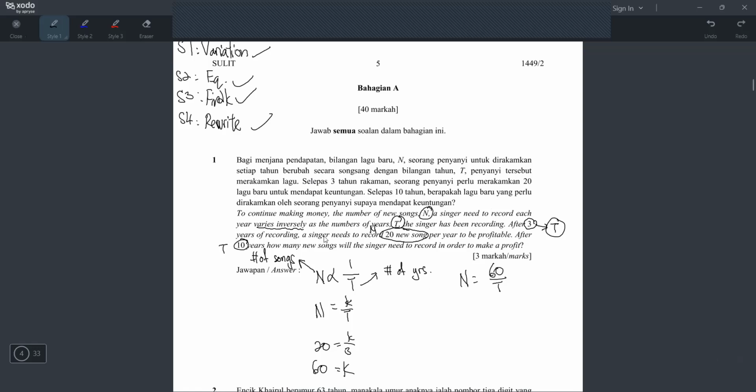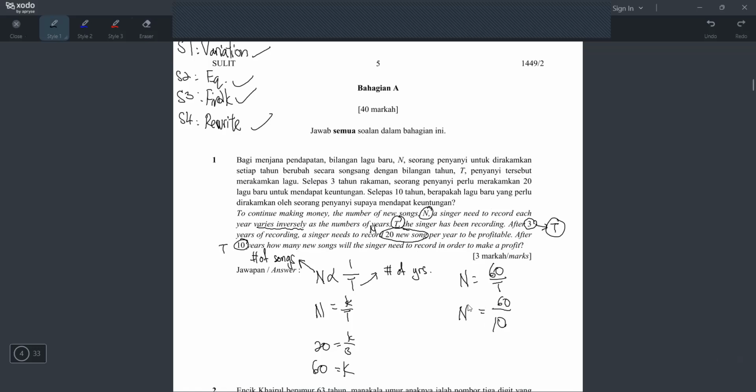And the final step, which is step 5, is to see what the question wants us to find. The question asks us to find how many new songs the singer will need to record after 10 years. So what you do is substitute 10, but do you substitute 10 into N or into T? Into T, be careful. Okay, sorry, I made a mistake. This is supposed to be 10, and then this will be N.